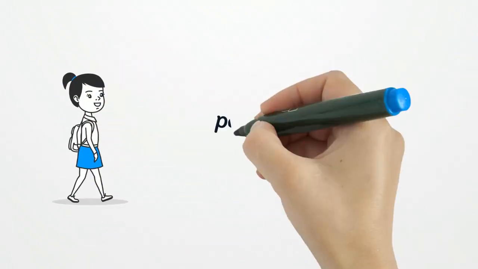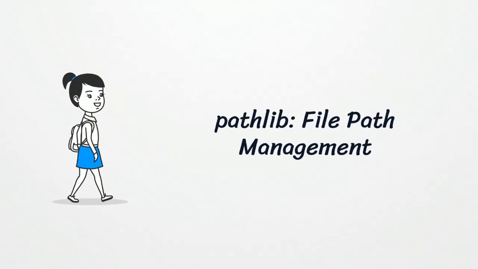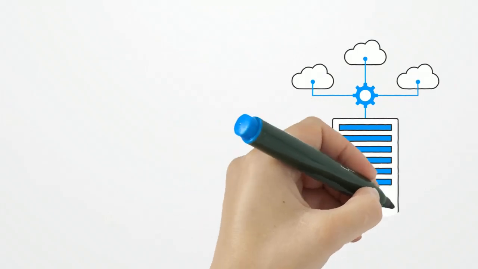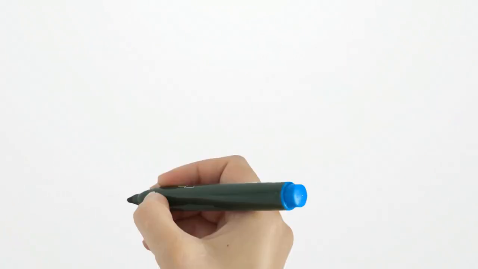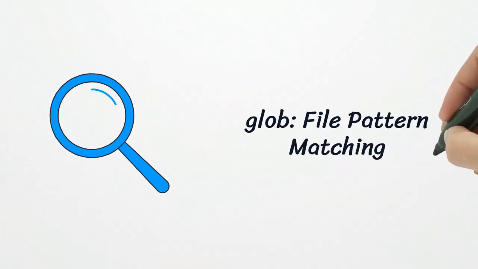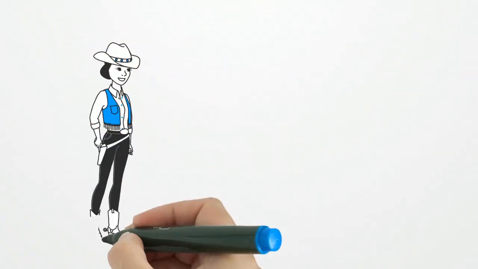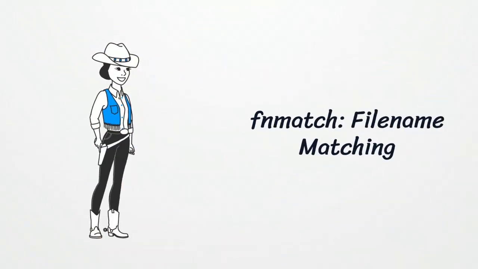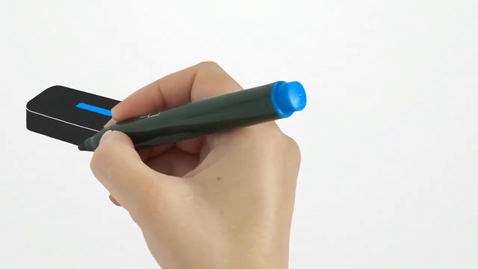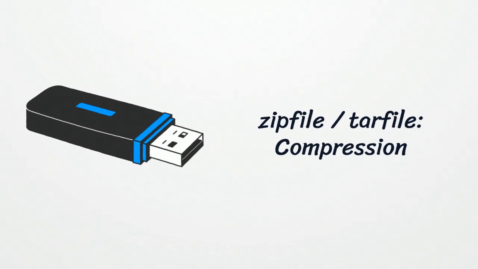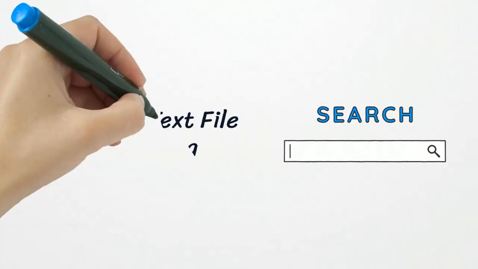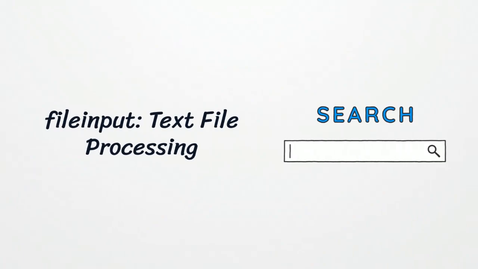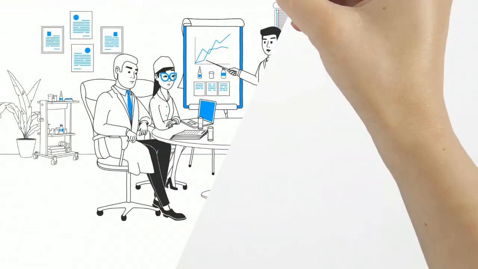Pathlib, a modern way to handle file and directory paths. Glob for file name pattern matching, e.g. wildcard searches. fnmatch for matching file names using Unix shell-style wildcards. Zipfile and tarfile for compressing and extracting files. Fileinput to process lines of text files, e.g. editing configuration files.